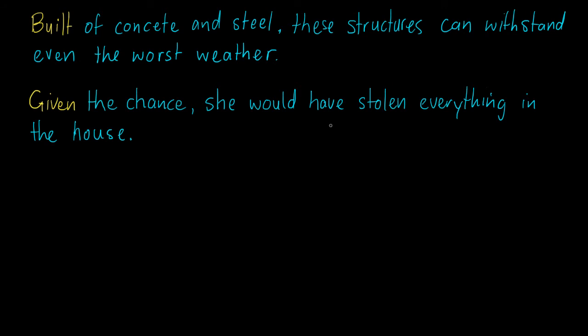Given the chance, she would have stolen everything in the house. Again, we're using the past participle here, just as above. But this one is actually a conditional, and it is if she had been given the chance. Now, it's also passive because we don't state who was giving the chance here. So it's passive, so we don't have this implied subject. So what's worth noting here is when you have a passive structure here, you will take the past participle.